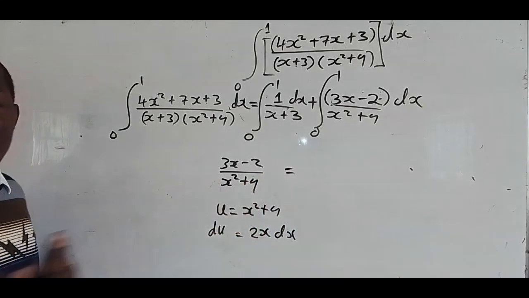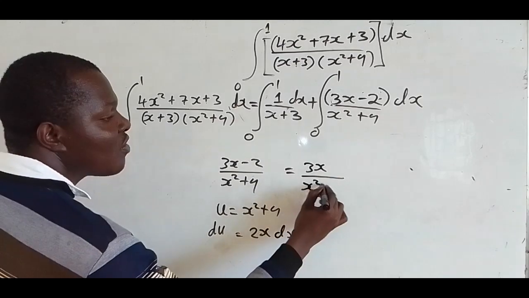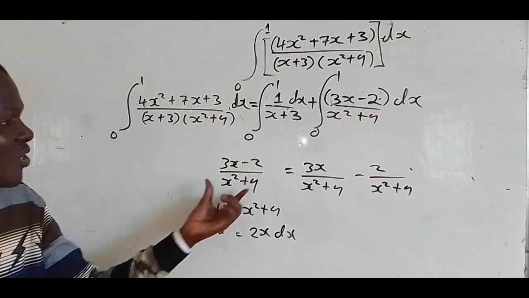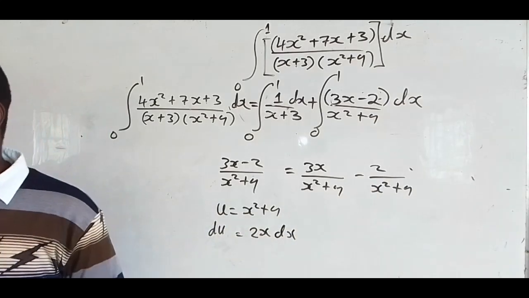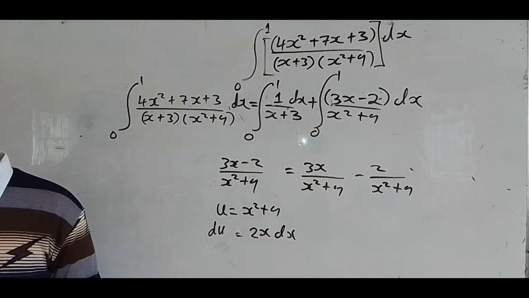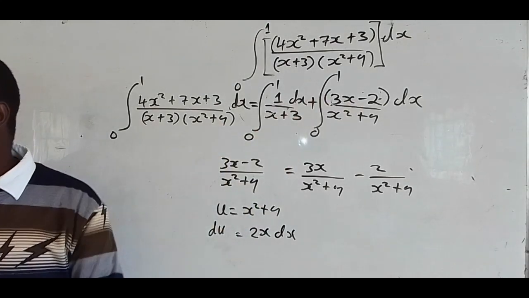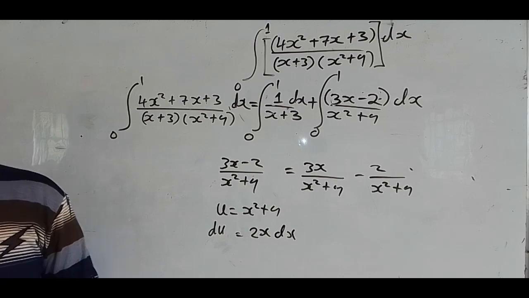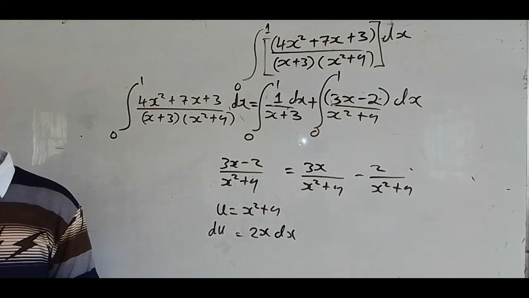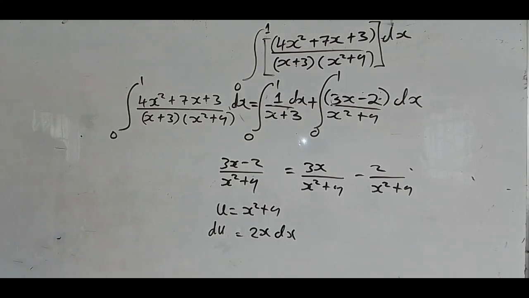What is in the numerator is over a common denominator. So the first part will be 3x over x squared plus 9, then minus 2 over x squared plus 9, because x squared plus 9 is the common denominator. Are you seeing how to do it? Because when you use the u, you are not going to get what's needed, meaning you are not going to integrate it. So you have to separate it. 3x over x squared plus 9, then minus 2 over x squared plus 9. Have you got that? Good.